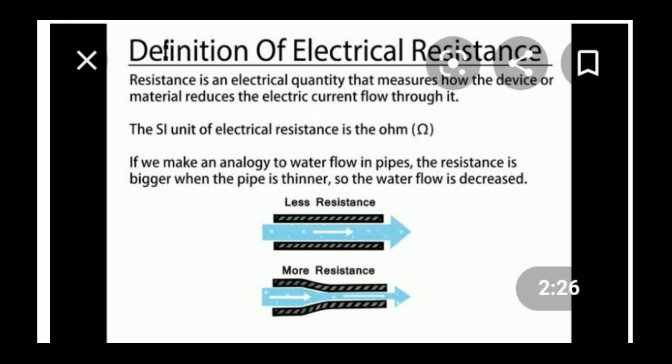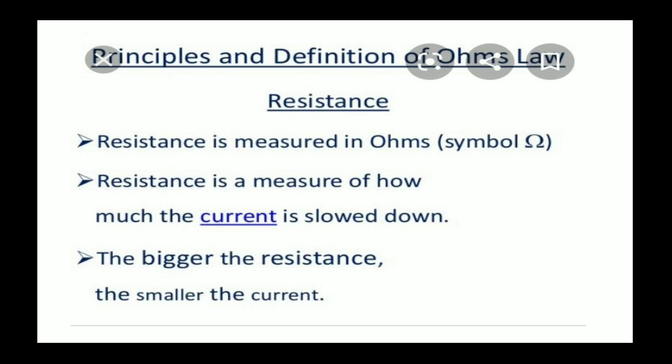A diagram is shown where the water current is flowing, and when the pipe is made thin, a narrow pipe, the water is resisted over there and it comes out with slow force. The principles are: resistance is measured in ohms. Resistance is a measure of how much current is slowed down. The bigger the resistance, the smaller the current.